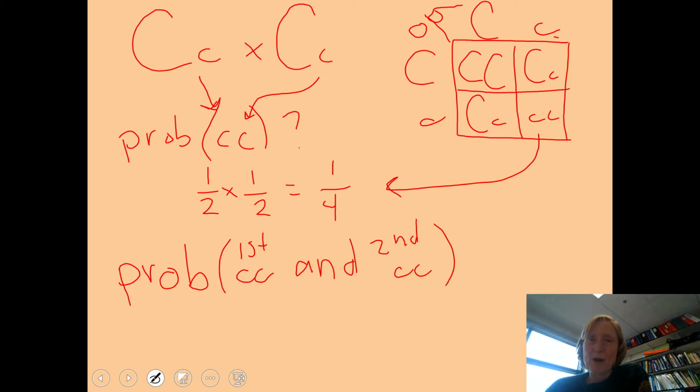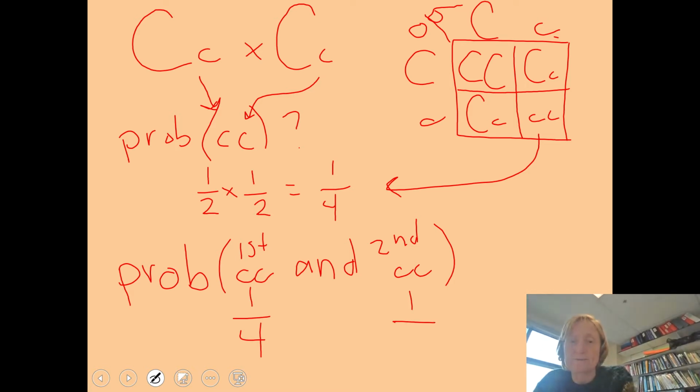Hey, that's an and problem. That's a multiplication problem. What's the probability that the first child gets cystic fibrosis? What's the probability the second child gets cystic fibrosis? 1/4. What's the probability, if they have 2 children, that the first and the second child have cystic fibrosis? 1/4 times 1/4, or 1 out of 16.